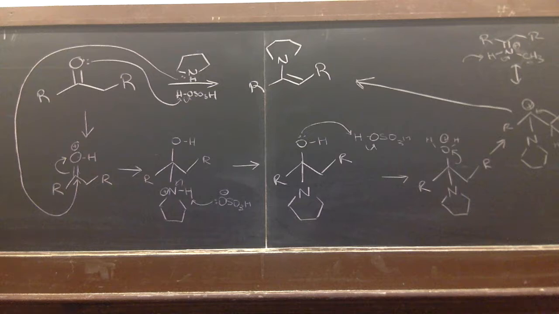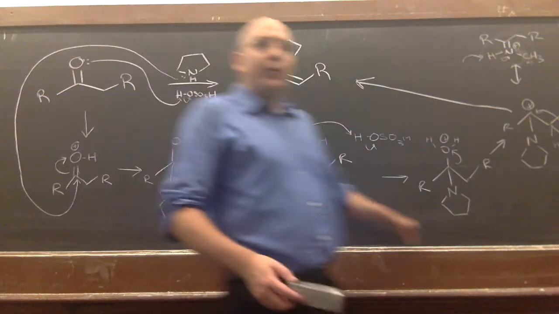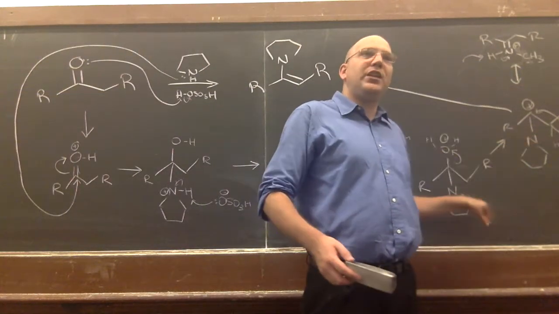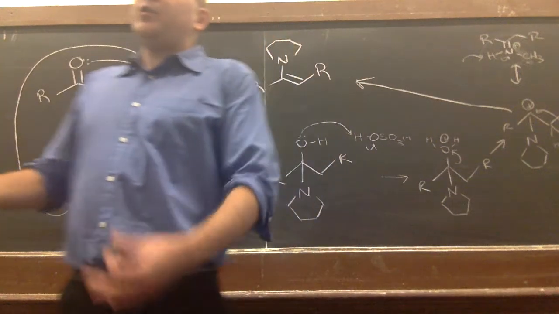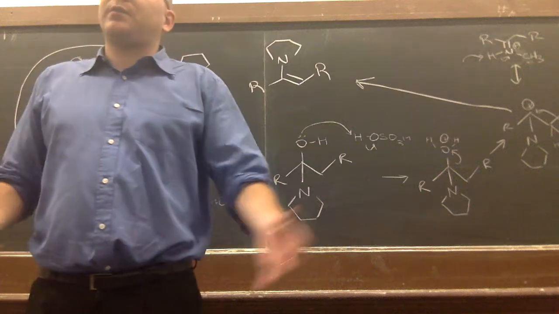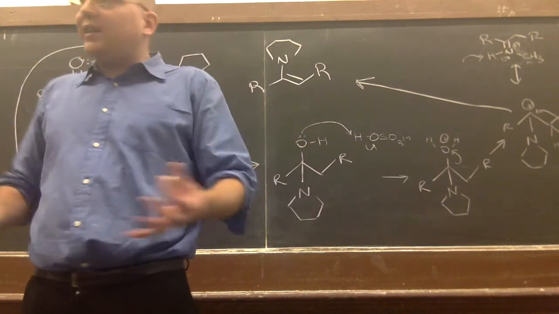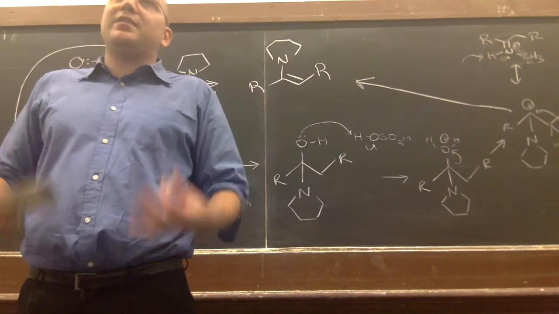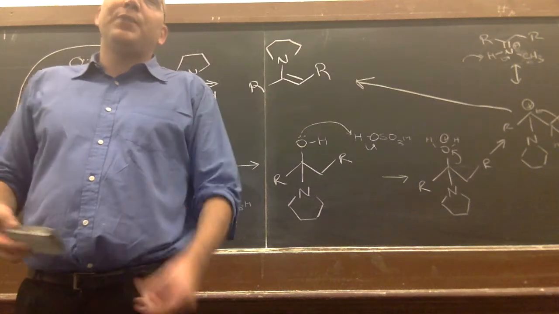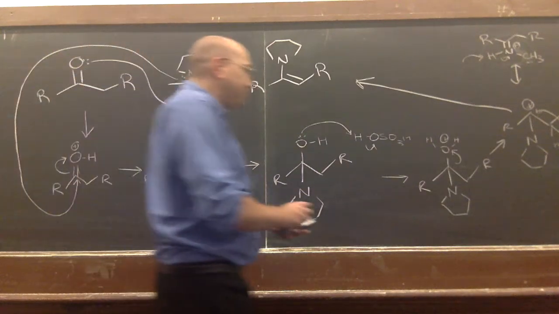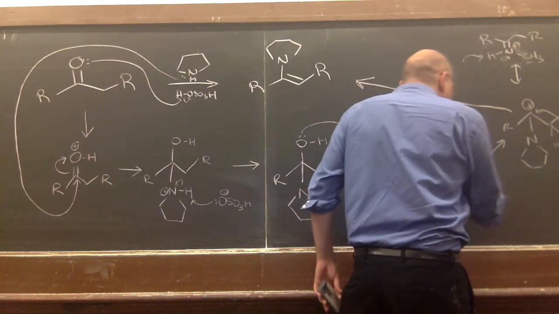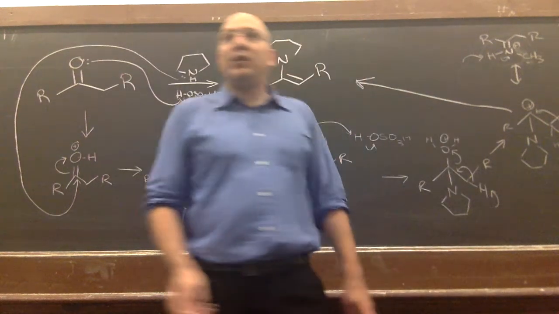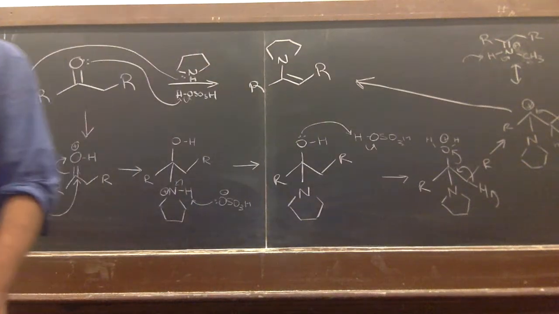Now Nicole drew the mechanism through an E1-like mechanism, right, where you generate that carbocation and then that subsequently eliminates. And I think that's more likely the specific mechanism that's going on here. Some people did it more like an E2 elimination pathway.